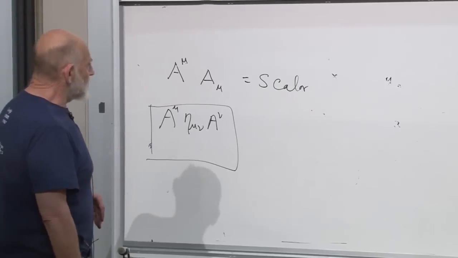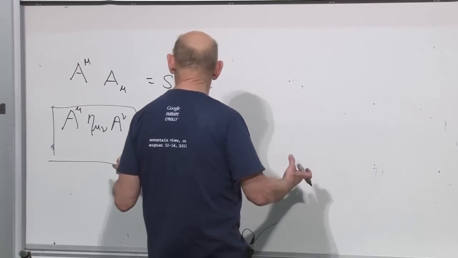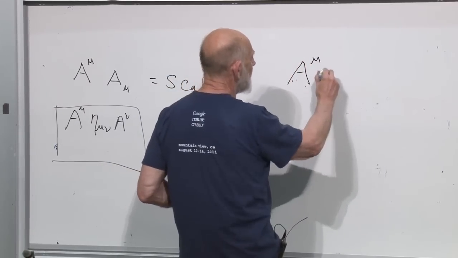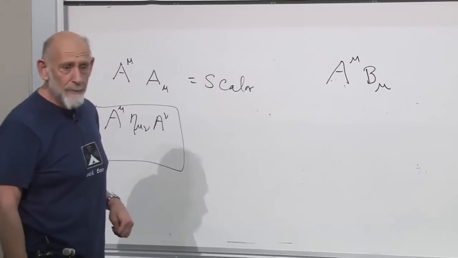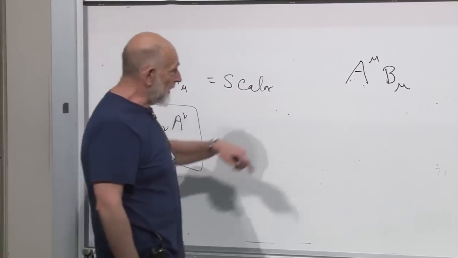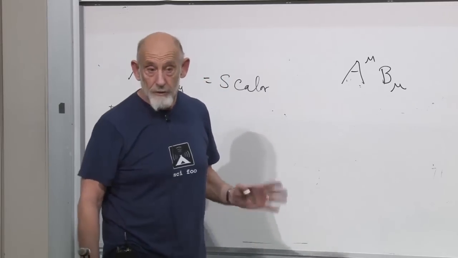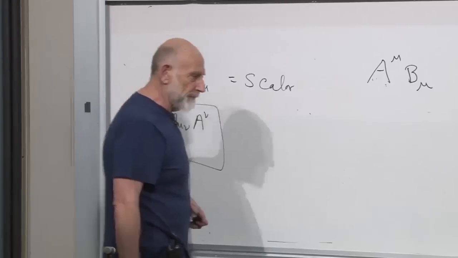Now, let's consider something else. Let's take two 4-vectors, A and B. A_mu B^mu. That looks like it might be a scalar. All the indices are summed over. Question, is it a scalar? Yes, it is a scalar. But let's prove it.